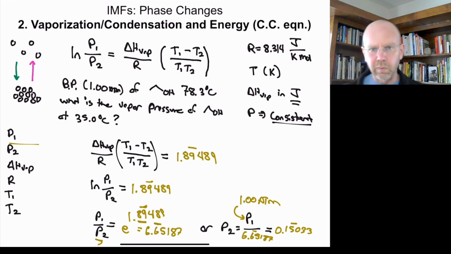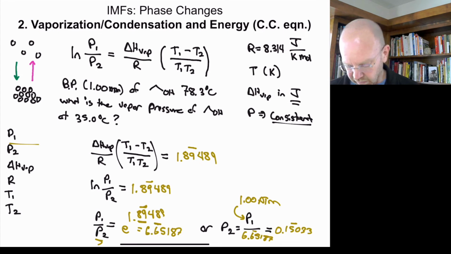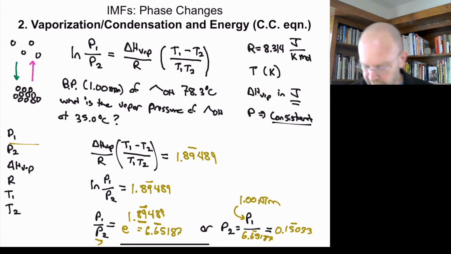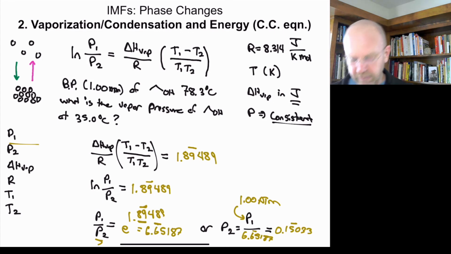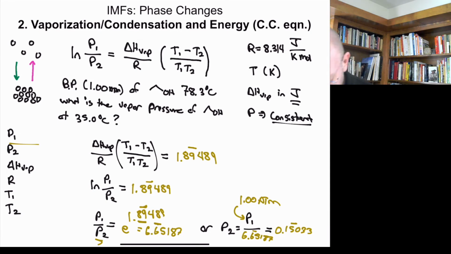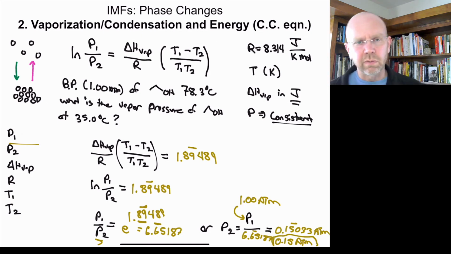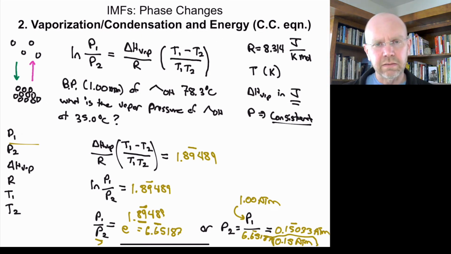So if you take 1.00 divided by 6.65187, what you get is 0.15033 atmospheres. With sig figs, the final answer would be 0.15 atmospheres. And like you should always do with the problem, make sure that it makes sense.